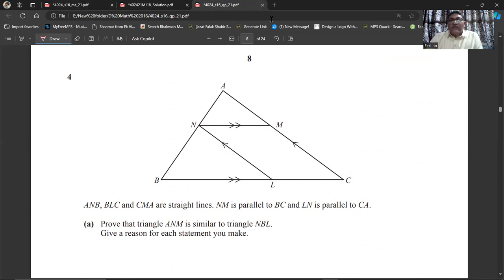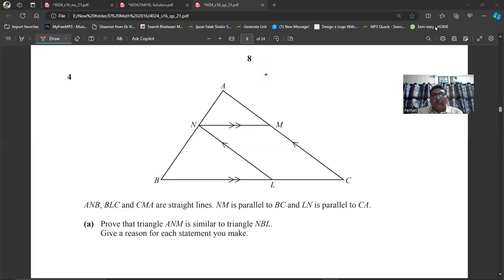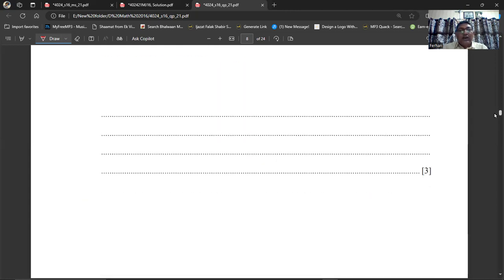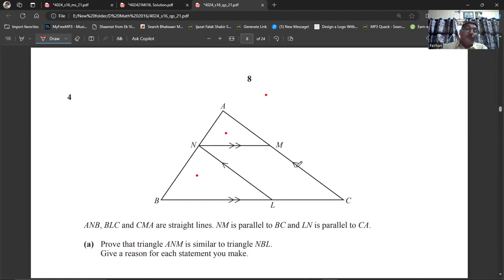Now we have question number 4, which is showing up on your screen. Here we have ANB, BLC, and CMA as straight lines. NM is parallel to BC, and LN is parallel to CA. Prove that the triangle ANM is similar to the triangle NBL. Give a reason for each statement you are making. It's a 3 marks question. So we have to prove that these two triangles are similar to each other.